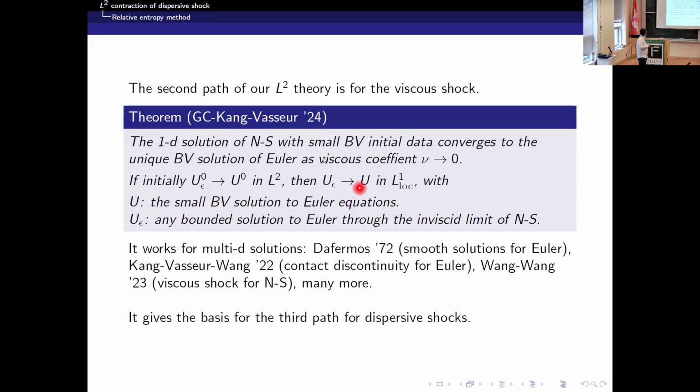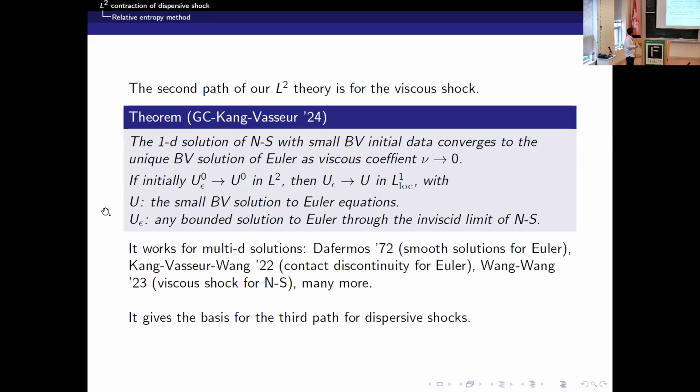This is the result for the inviscid limit. If you want to take a look, there are two parts. The first part is the existence part. If you have 1D Navier-Stokes with small BV initial data, that one will converge to the unique BV solution for Euler as the viscosity coefficient goes to 0. And also, since we already showed the BV solution for Euler is unique, combined together, we get this existence result, and the limit is a unique solution.